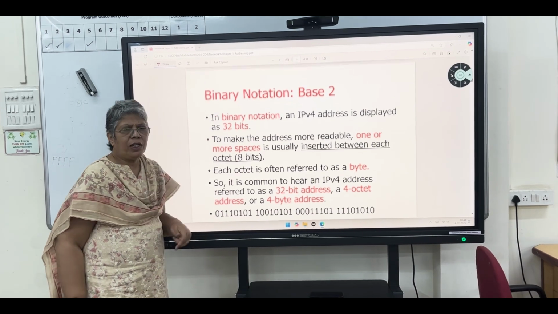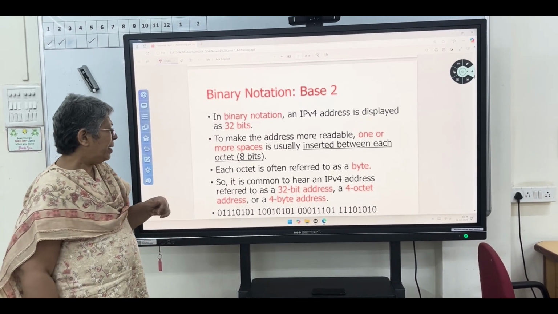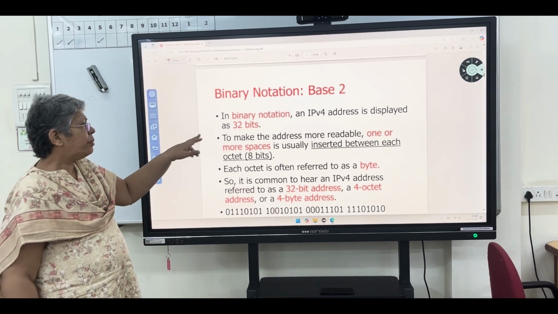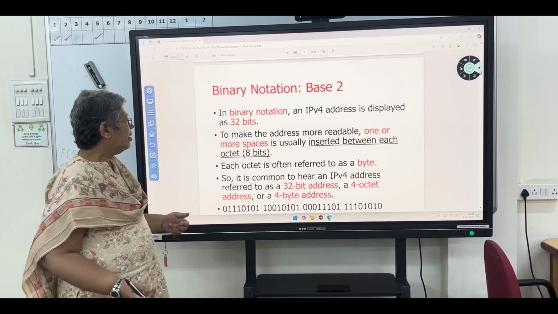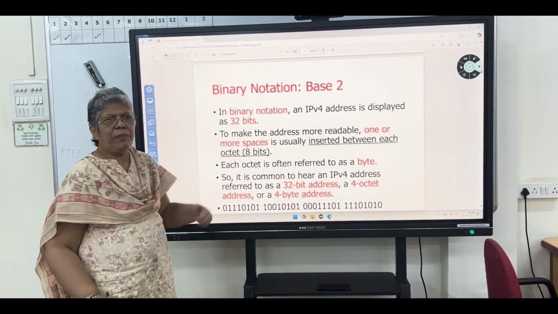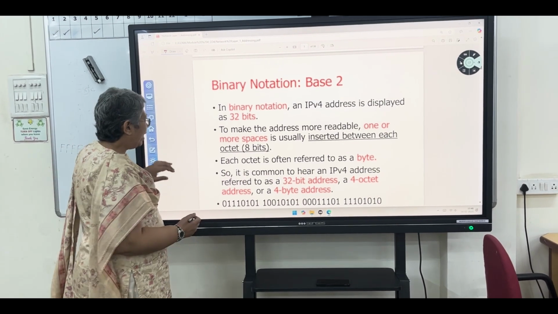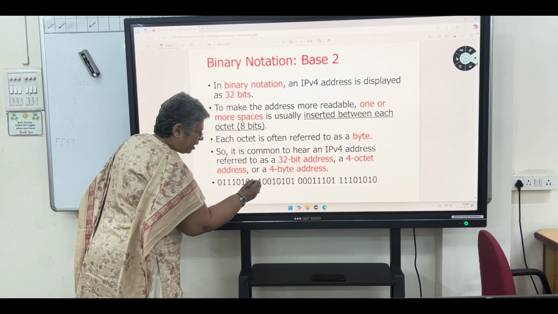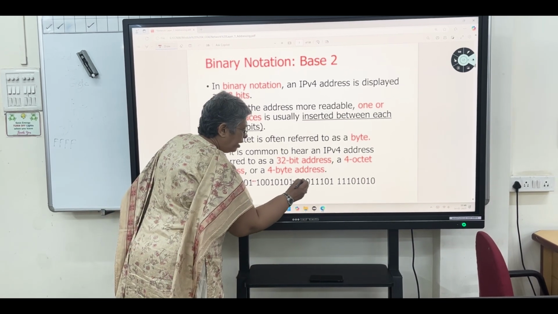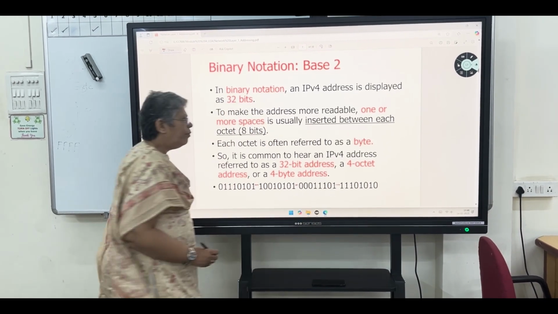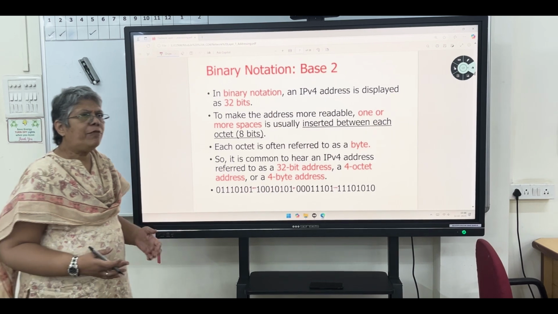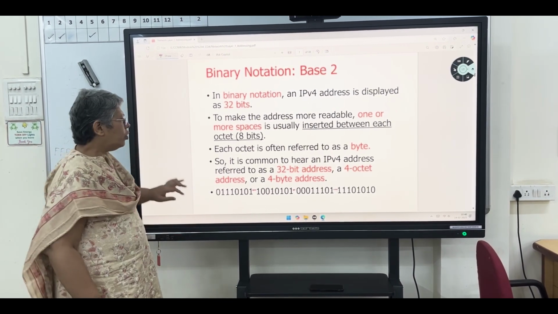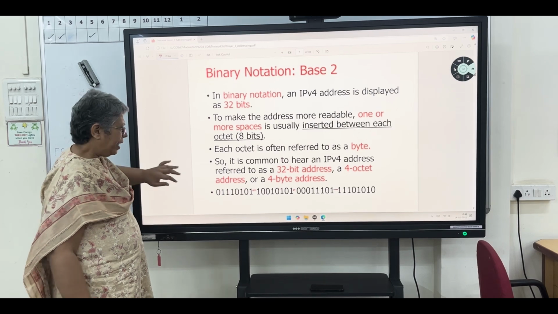So first we see what is a binary notation, that is the base 2 notation. In binary notation, your IP version 4 address is displayed as 32 binary bits, right? To make the address more readable, one or more spaces are introduced in between the 4 bytes. So this is how either the 4 octets we call it, or we call it a 4-byte address. So this is how in binary we can write it.